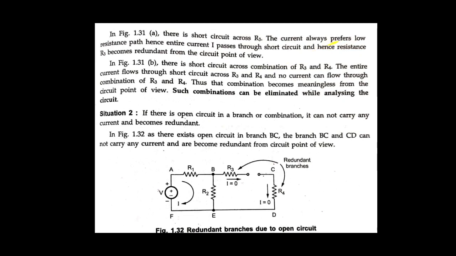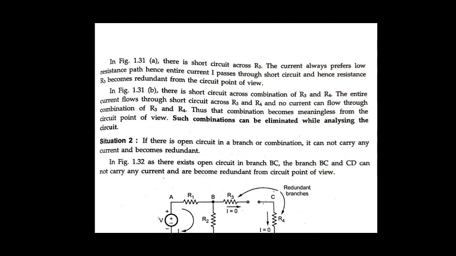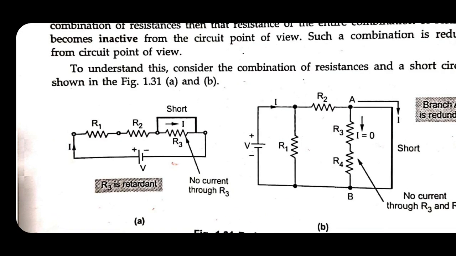As I explained, in figure number 3, R3 is a redundant branch because current always prefers the low resistance path. Hence the entire current I passes through the short circuit, and the resistance R3 becomes redundant from the circuit point of view. Let's come to the diagram. The total current I flows through R1, R2 and the short circuit, so there is no current flowing through R3.